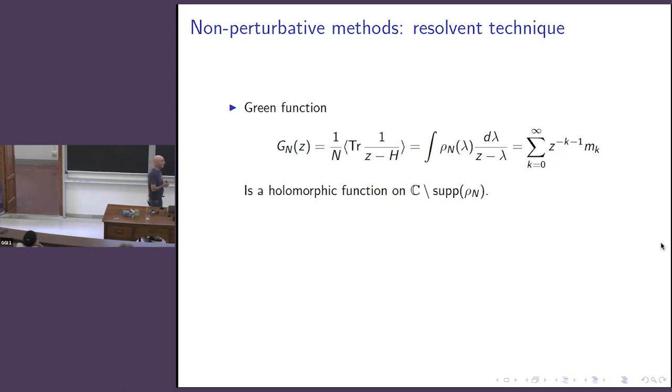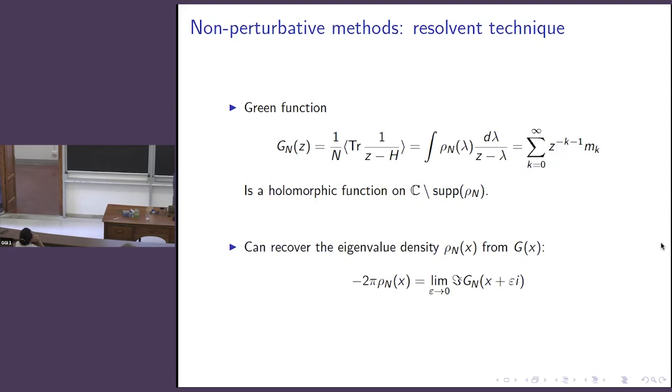And then this holomorphic function, G_N(z), allows you to study things using complex analysis, to study probability effects through complex analysis. And the thing is, this is kind of a one-to-one correspondence. You can also recover the measure from this function by a formula, which is Sokhotski, and perhaps was even known to Cauchy, I'm not sure.